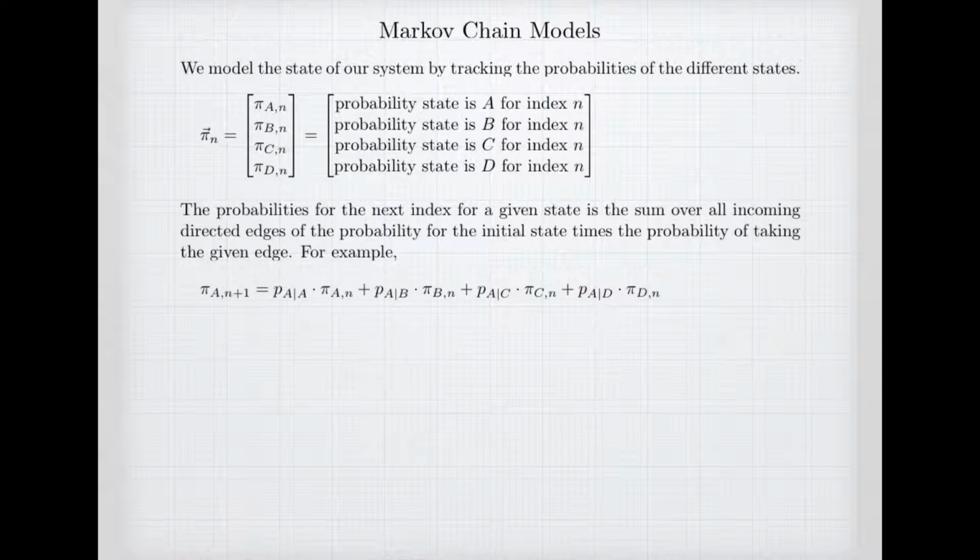Now because this is a linear combination, we can think of that as a matrix vector multiplication. And again, we have an iteration with matrix multiplication. The probabilities at index n plus 1, we get by taking the probabilities at index n and multiplying on the left by our transition matrix P.